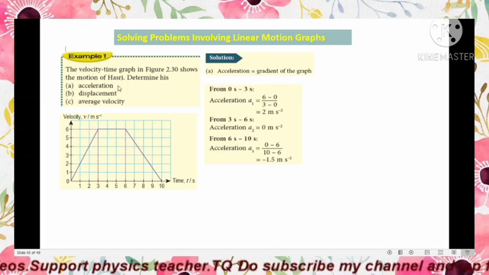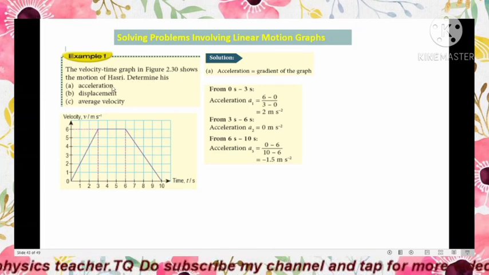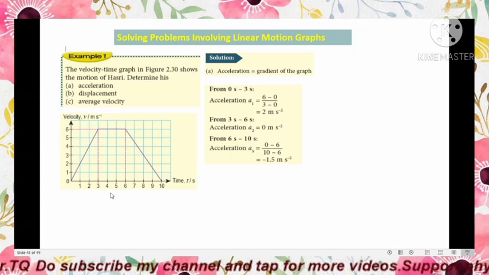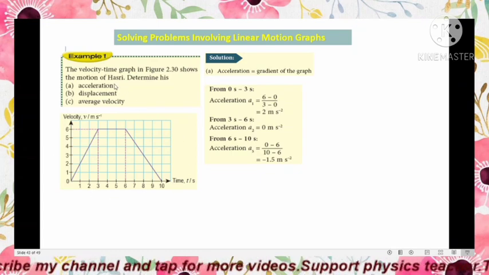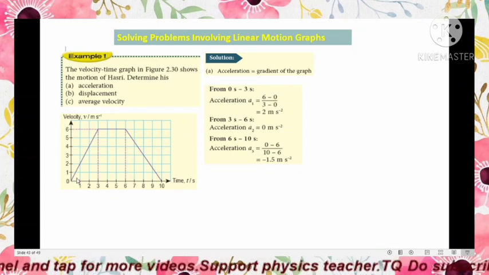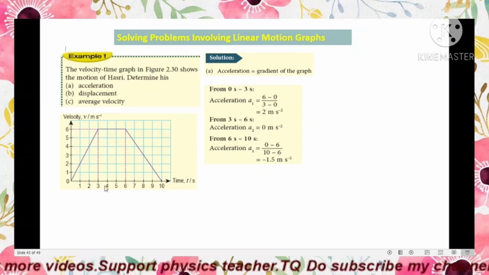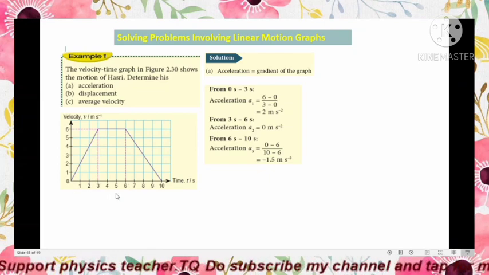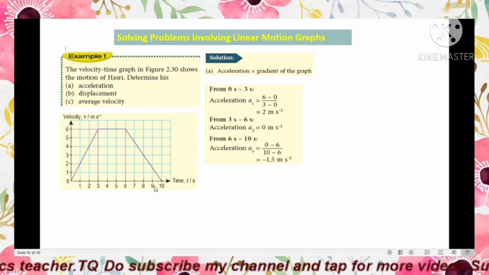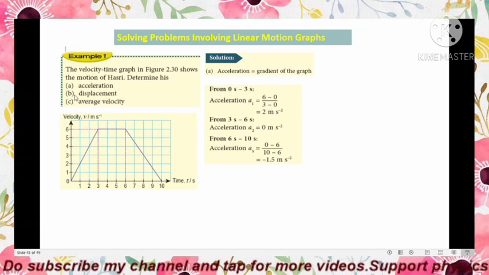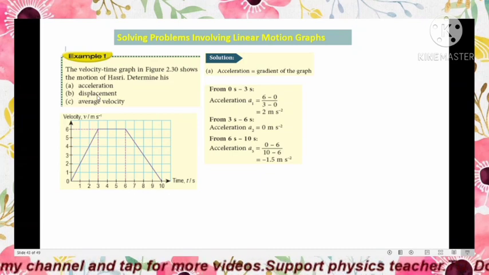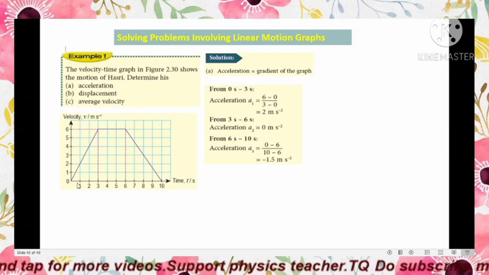If the question mentions determining acceleration for the whole motion, with no mention of a certain time interval, you need to determine it for all sections, meaning from 0 to 3 seconds, then 3 to 6 seconds, then 6 to 10 seconds. Okay, next, B, displacement. Same thing, you need to determine it for all the sections.